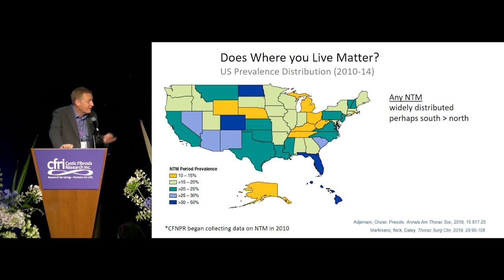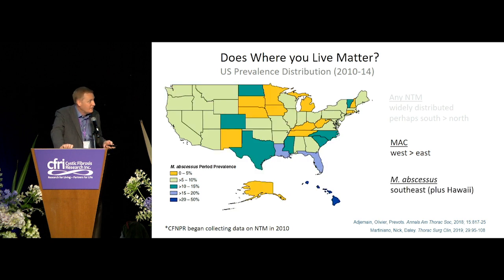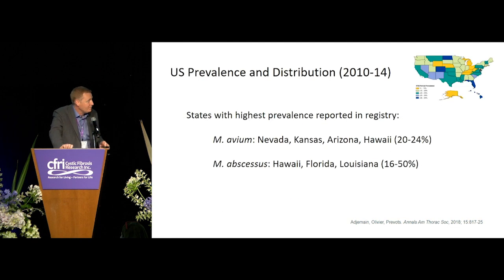So you can see if you consider any NTM, it's pretty widely distributed. You might argue a little bit of a predilection to southern states more than northern states, but that's definitely not universal. But if we shift to the specific infections, MAC, it does appear that there's increased rates of MAC out west. And abscessus seems to be seen more often in the southeast, and in particular in Hawaii. So perhaps those with warmer and wetter climates see more of this abscessus.